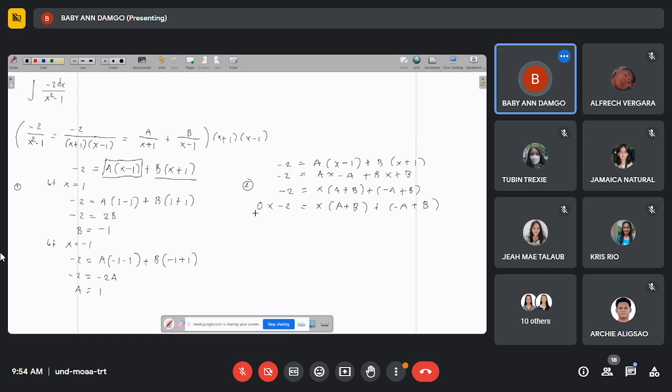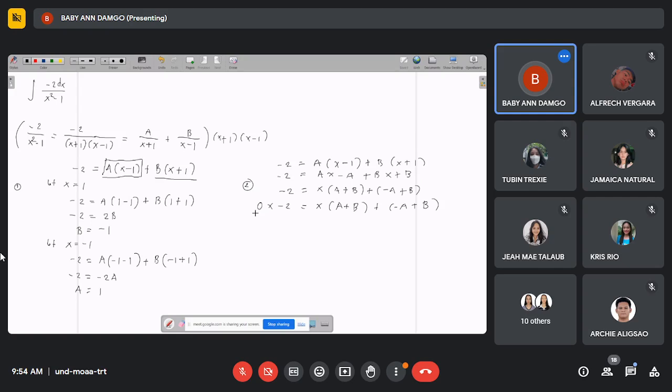Now we have negative 2 dx over x squared minus 1 can be written as, our a here is 1, so 1 over x plus 1. The b is negative 1, so we have a negative 1 over x minus 1 dx. So expand, this is integration of dx over x plus 1 minus integration of dx over x minus 1.